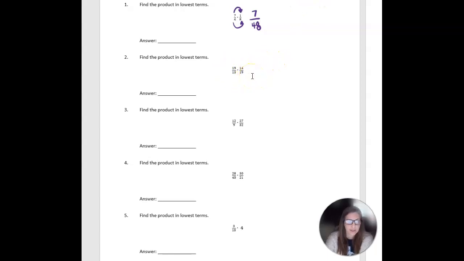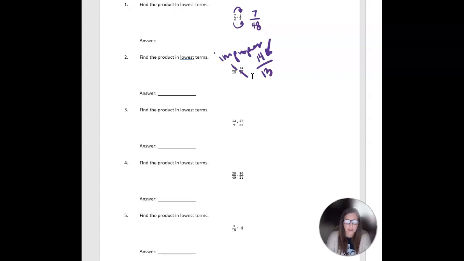Number 2, this is an interesting one. The 19 on the top will cancel with the 19 on the bottom. So the answer is going to be, sorry, that's supposed to be a 14 on top and a 13 on the bottom. Now, while I'm here, let me talk about improper fractions and mixed numbers. This is what's called an improper fraction because the top number is larger than the bottom number. If the top number is bigger, it's called an improper fraction.